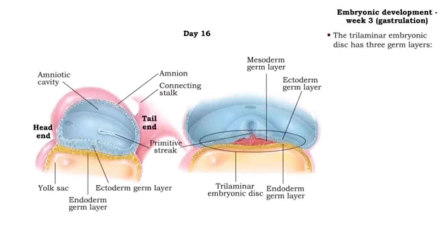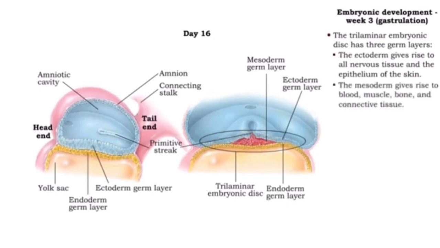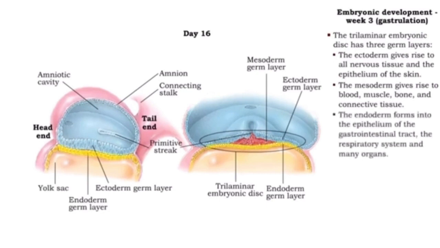layers. The ectoderm gives rise to all nervous tissue and the epithelium of the skin. The mesoderm gives rise to blood, muscle, bone, and connective tissue. The endoderm forms into the epithelium of the gastrointestinal tract, the respiratory system, and many organs.